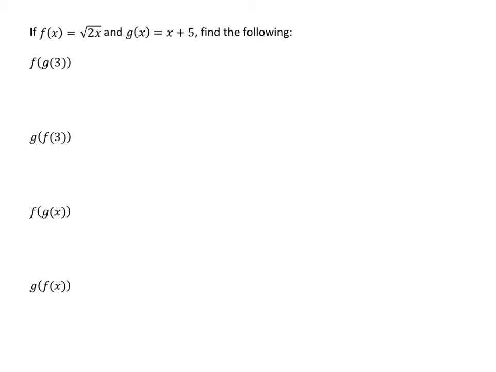Let's do a couple of examples. f of g of 3. So I'm going to take f of 3 plus 5. Oops. Let's do that a little bit better. Which means I'm going to take f of 8. And f is square root of 2x.